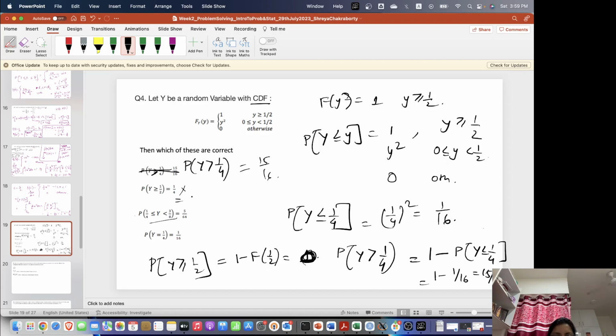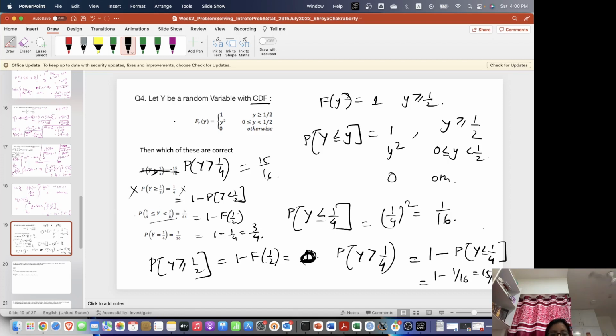It means 1 minus probability y less than half. It will be 1 minus f half minus. When y is a little less than half, then f half minus is 1 by 4. So it will be 3 by 4. So this is wrong.